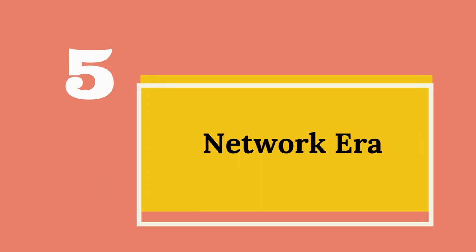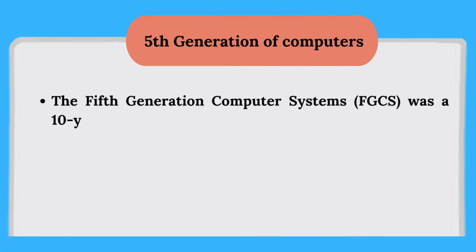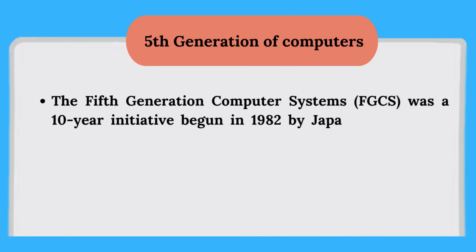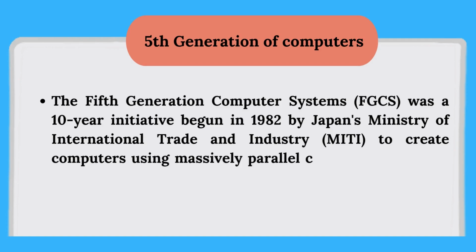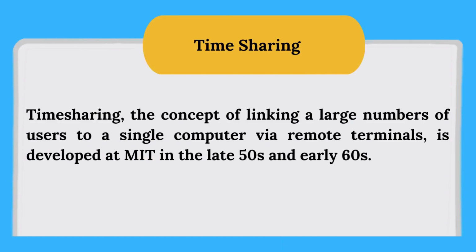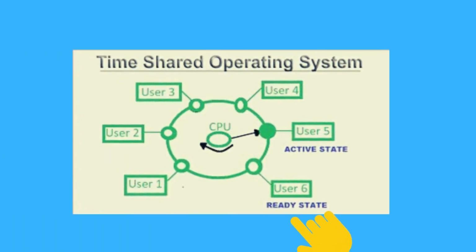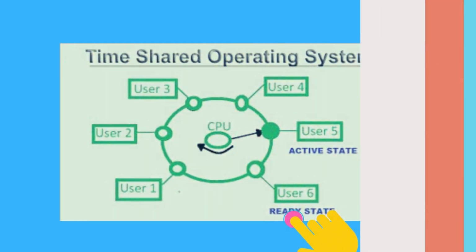Finally, we are going to discuss about the fifth one, network era. The fifth generation computer systems was a 10-year initiative begun in 1982 by Japan's Ministry of International Trade and Industry to create computers using massively parallel computing and logic programming. Time sharing is the concept of linking a large number of users to a single computer via remote terminals, developed at MIT in the late 50s and early 60s.